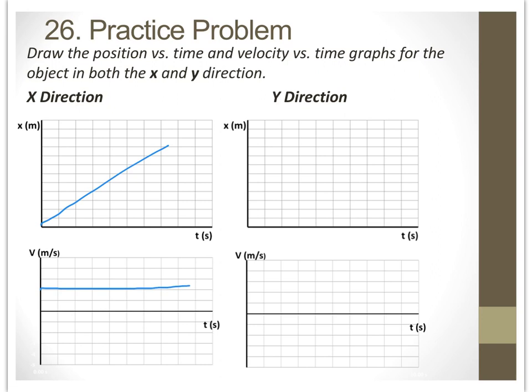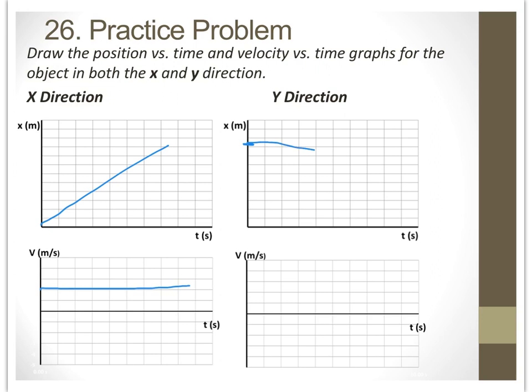In the y direction, we started some height above the ground, so I'm going to start up here. We were traveling down and also speeding up, or accelerating down. So I'm going to have a line that's going down and getting steeper, meaning it's concave down.